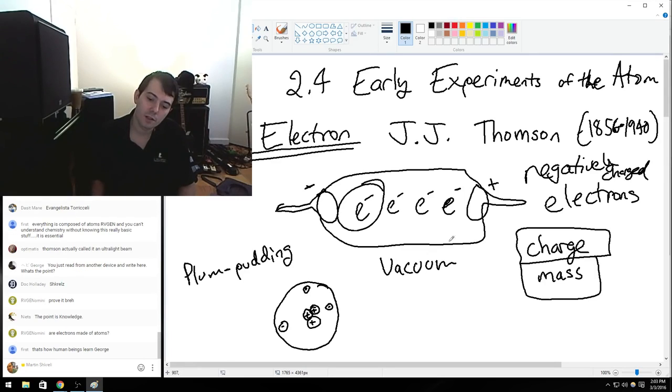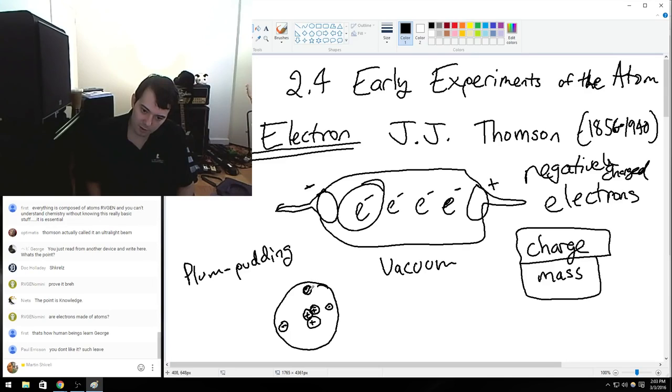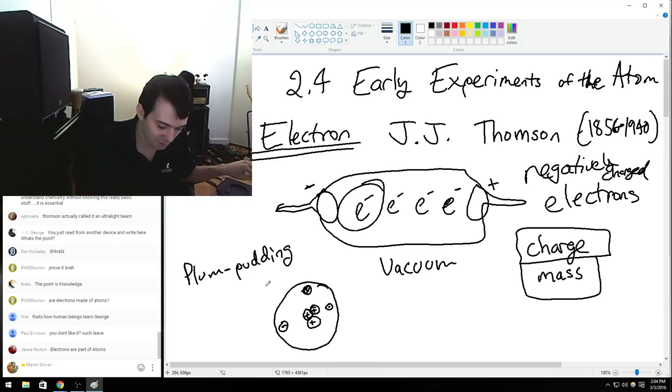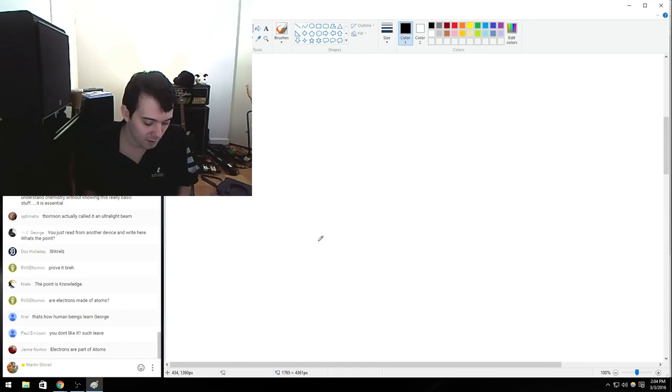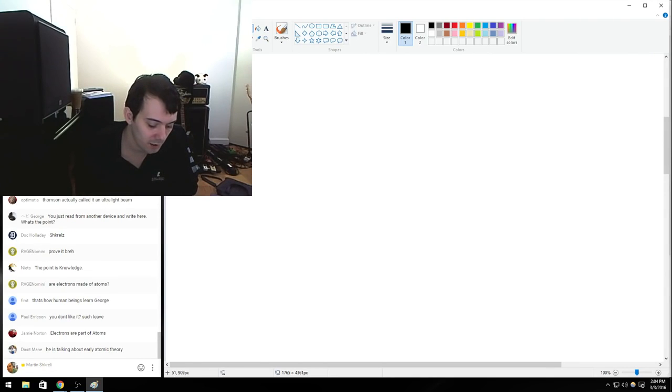And the experiment that Thompson did didn't do anything to dispel that. We'll soon learn that the atom is much more dynamic than this, but the plum pudding model was definitely a popular way to explain how the atom was. It's no longer proven to be the case.